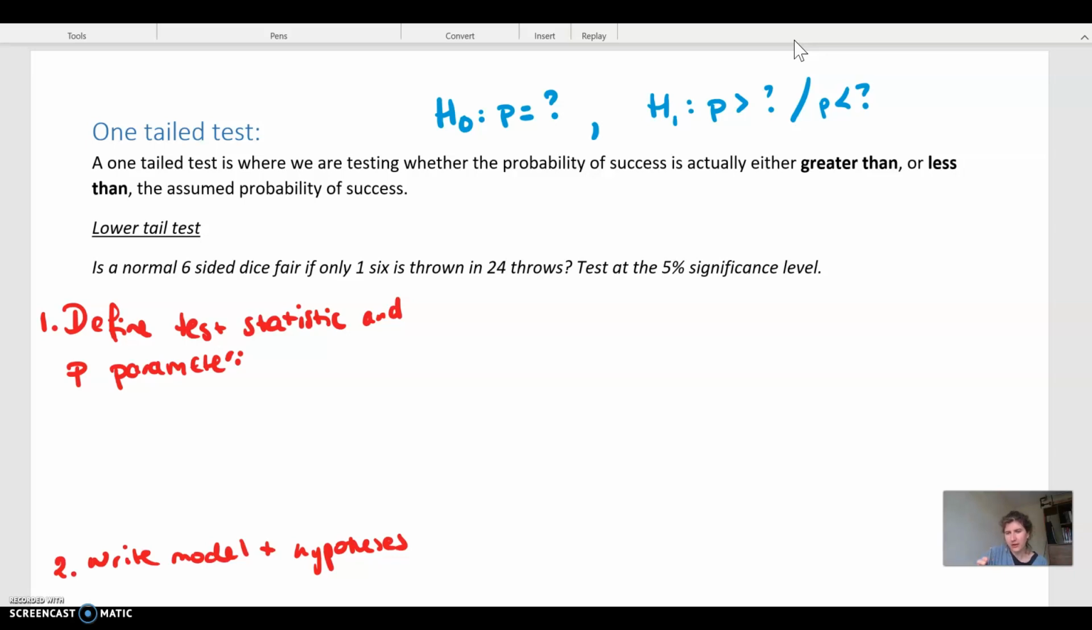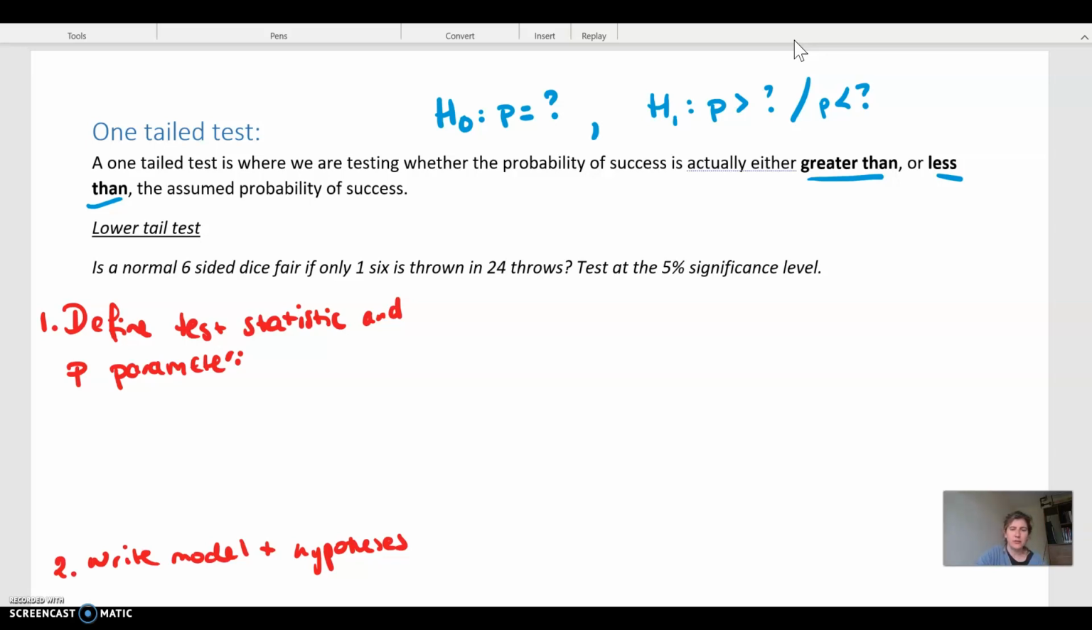When we're looking at a two-tailed test, it's where our alternative hypothesis is not equal to that value, and that involves a little bit of additional calculation. But for today, we're just looking at where we've got a greater than or a less than our predicted p-value.